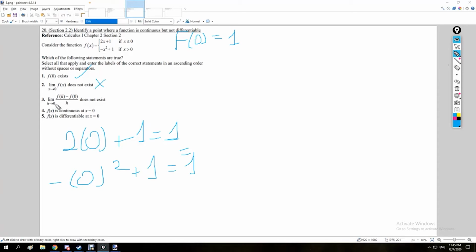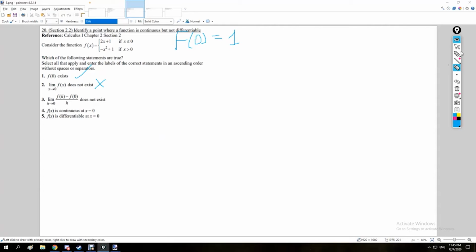And number 3 says that it is not differentiable at the point. You can do the method with limits, but that's really long and complicated, as I said. So simply differentiate these two equations, substitute 0, and see if they're equal. So you have 2 and you have minus 2x. If you substitute 0 as x into this, you just get 2. If you substitute 0 as x into this, you get 0. They're not equal to each other, which means that number 3 is correct.